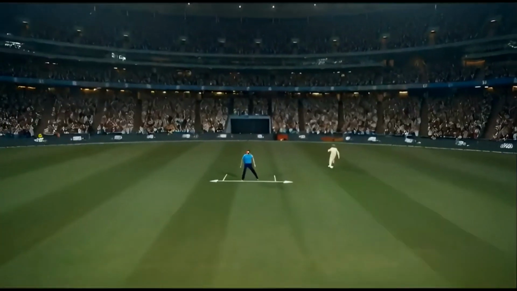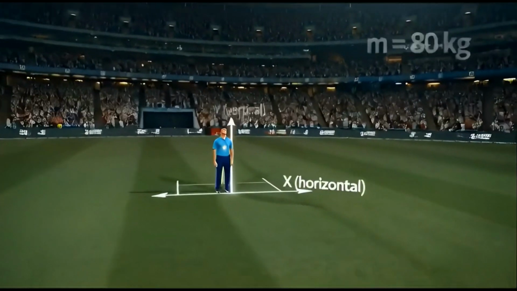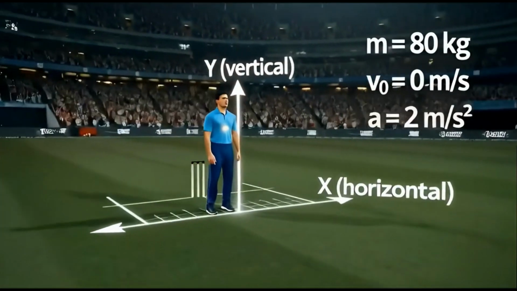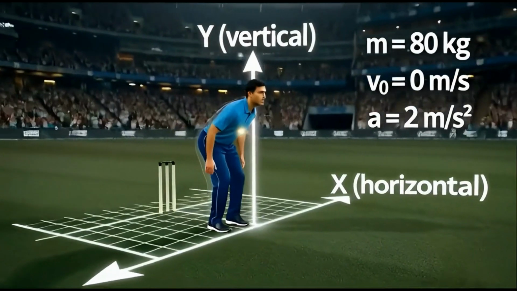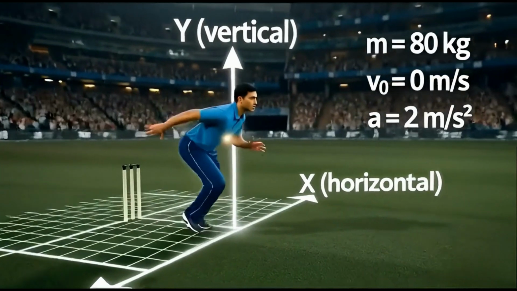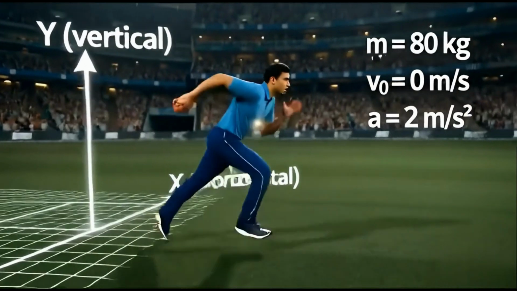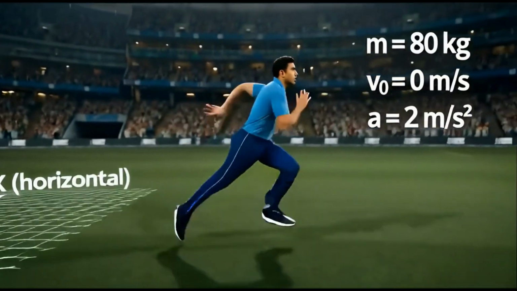Before analyzing the motion of the bowler, we first define a coordinate system. The horizontal direction along the pitch is our x-axis, and the vertical direction is the y-axis. At the beginning of the run-up, the bowler starts from rest. His initial velocity is 0. But in the next few seconds, powerful forces generated by his legs will accelerate his body forward.